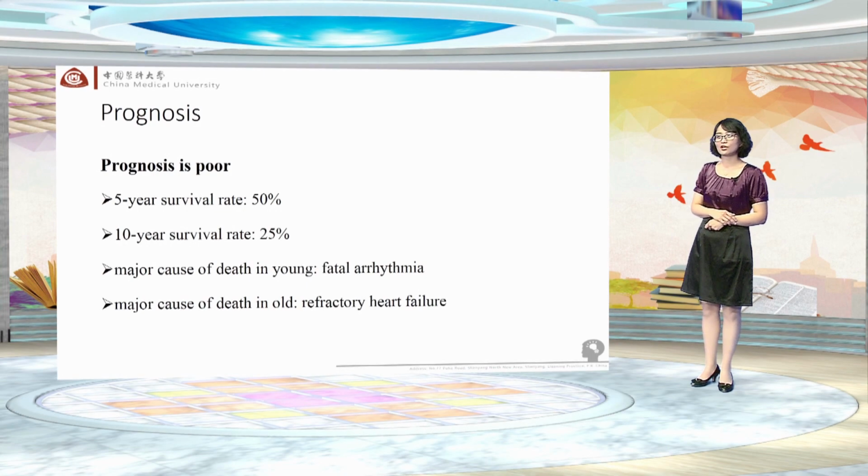The prognosis of DCM is poor. The 5-year survival rate is only about 50%. The major cause of death for the young people is usually fatal arrhythmias. And the major cause of death for old patients is often the refractory heart failure.